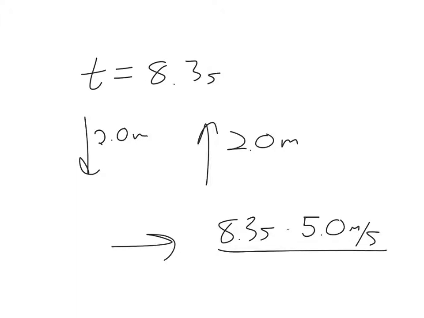And so it actually goes 41.5 meters forward plus this 4, so 45.5, which if you round it to 2 sig figs is like 46 total meters that this boat travels during that time.